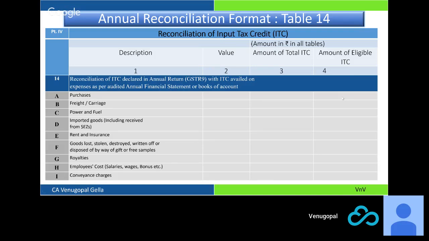So the SSE would be submitting all the books of accounts, and the auditor would be verifying it. He will now report the input tax credit by expenditure and by eligibility. Trust me, this is going to be a more challenging and onerous task.